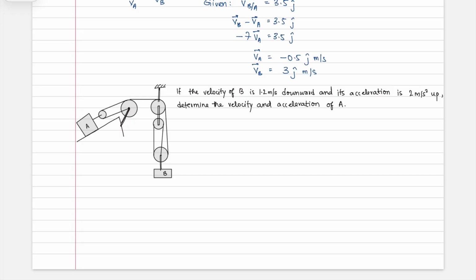This here is your next question. It's given that the velocity of B is 1.2 downward, while its acceleration is 2 meters per second squared upwards. And the question asks you to determine the velocity and acceleration of A. Again, try this for yourself, but before you do, I just want to say that since the radii of these pulleys are not given to you, you see that there's a slight angle here with respect to this and a slight angle here. You can ignore the angle that comes in and just assume that they are parallel. Okay. Without knowledge of the radii, you cannot take into account that angle.